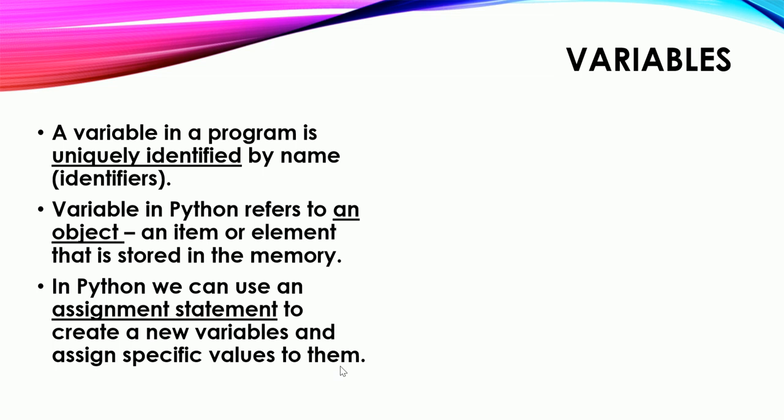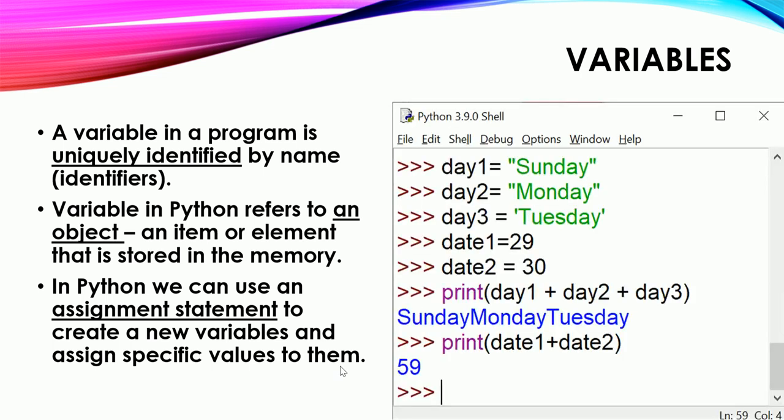So in Python, we can use an assignment statement to create a new variable and assign specific values to it. Let's see, like day1 equal to Sunday. I am using the equal to operator. It is called the assignment operator, and Sunday is the value. Day1 is the variable. So 1 at the end is possible, 1day cannot be. Like day2, day3, I have mentioned over here. And suppose date1 is 29, date2 is 30.